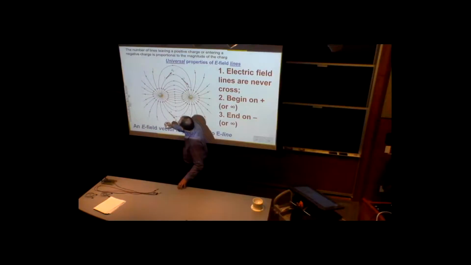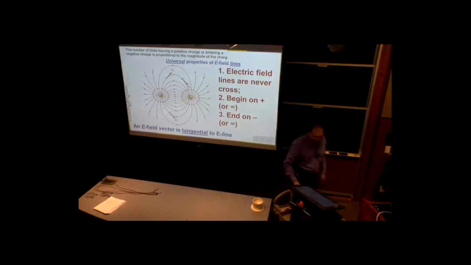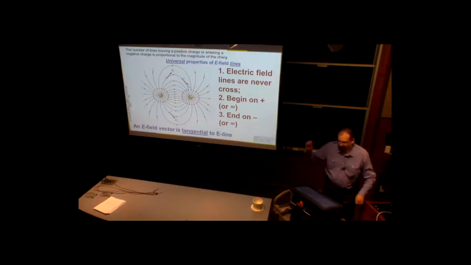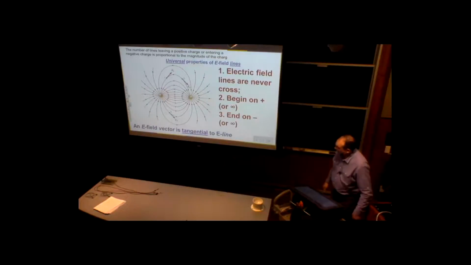And theoretically, some line might go infinitely far away to infinity. Yeah. But normally they begin on and end on a charge, begin on a positive charge and end on a negative charge. If we know how to draw several electric field vectors, we always can connect and draw a line. If we have a line, we always can draw a vector anywhere we like in this example.